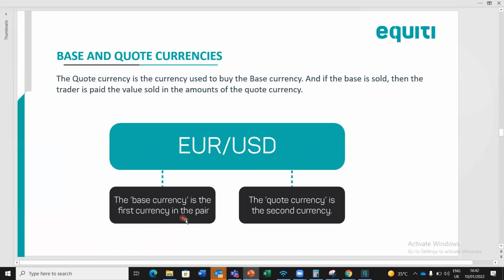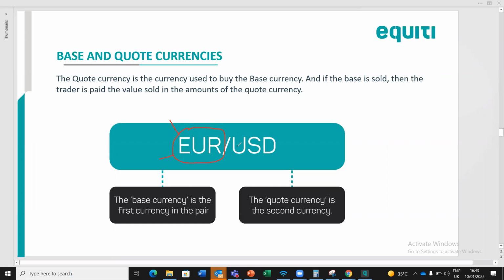The base currency is the first currency in the pair. So the euro automatically is the base currency, while the quote currency is the second currency in the pair. It simply means that in this case, USD is the quote currency. So what's the difference between a base and a quote currency? Whenever we say buy EUR/USD or sell EUR/USD, we are not selling Euro and USD, and we are not buying Euro and USD. What we are trading is simply this base currency. So when I say buy EUR/USD, what you're buying is the Euro.